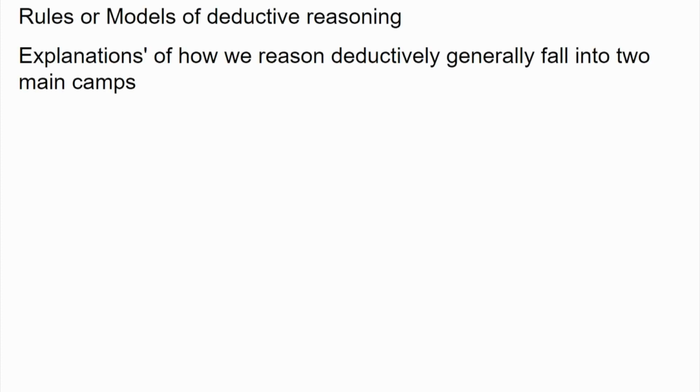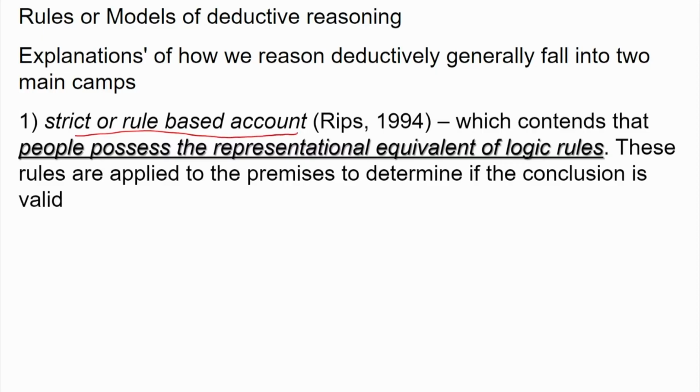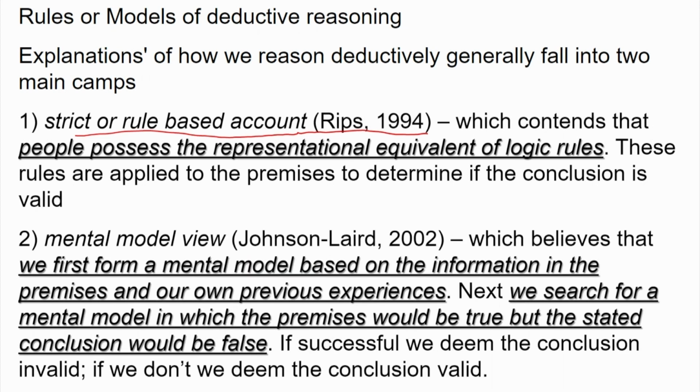So, there are several rules or models of deductive reasoning. Explanations of how we reason deductively generally fall into two different camps. One says that there are strict, rule-based accounts. What does it say? It says that people possess representations equivalent to logical rules. People have these logical rules or representations of them in their heads, and that makes them go ahead and perform on the reasoning task or come up with solutions to it. So, if a conclusion is valid, we use these logical rules.